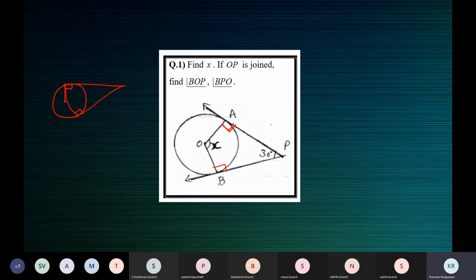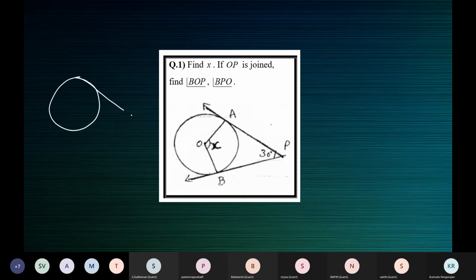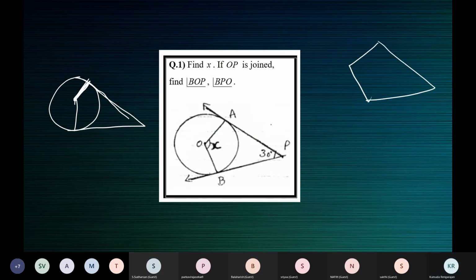Now you can see that this one is a quadrilateral. When you make a figure like this, with a circle, tangents from an external point, and the center, you will get a quadrilateral here. You can see a quadrilateral like this, 1, 2, 3, 4, wherein this is 90, this is 90. Now we know that the sum of the four angles of a quadrilateral is equal to 360 degrees.